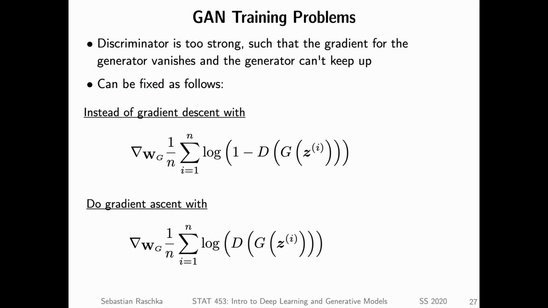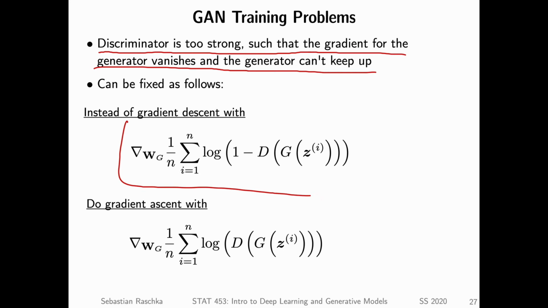Let's revisit the point that I made on the previous slide, where the discriminator is too strong, such that the gradient for the generator vanishes and the generator can't keep up. And that is a problem that often happens early on during training. That is when the generator has not really learned yet how to generate good or realistic data. And there's a fix that they mention in the paper, which we will talk about now. How can we make the generator update more quickly early on during training? How can we provide it with a stronger gradient?